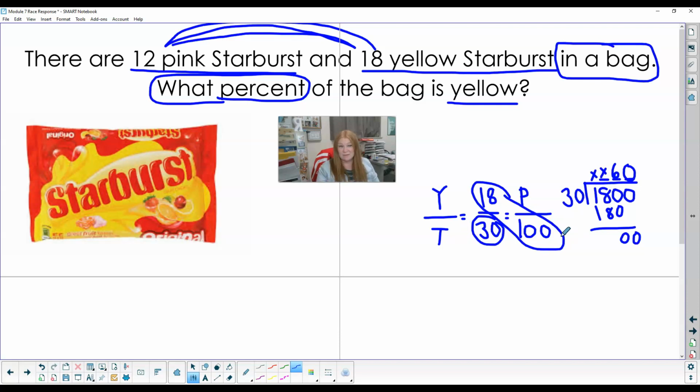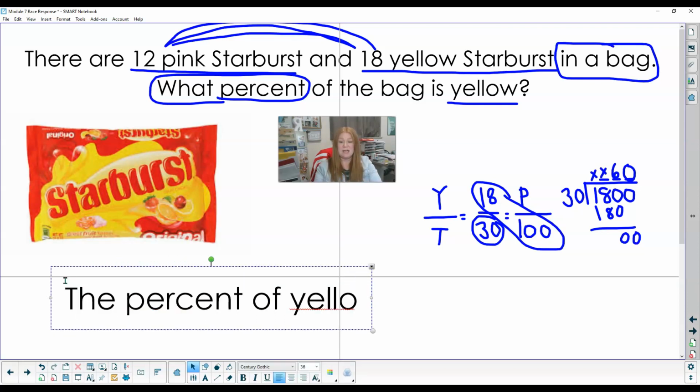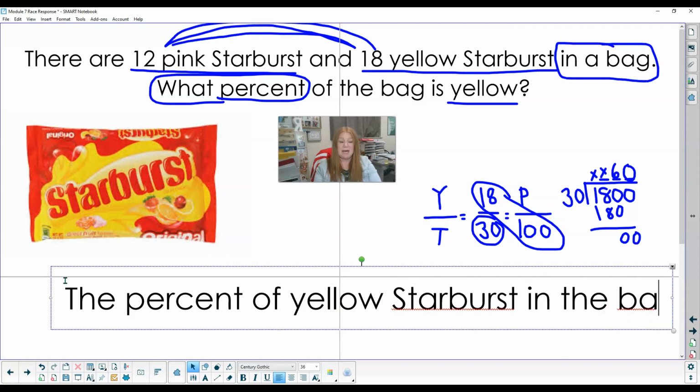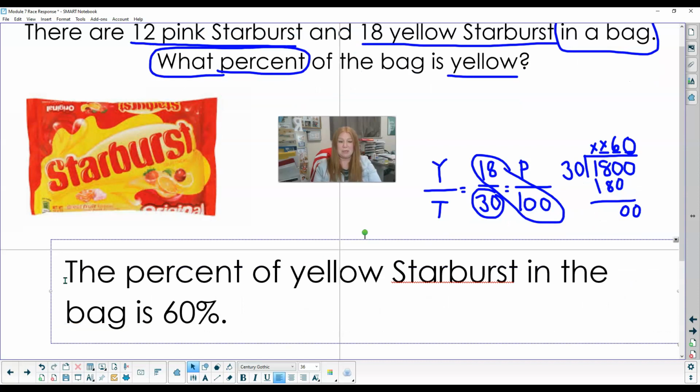So this is not going to cut it for a RACE response though. So R, restate the question. So my question asks, what percent of the bag is yellow? So I'm just flipping it to a sentence. The percent of yellow Starburst in the bag is 60%. So I was very clear. They were the yellow Starburst. It's a percent. And how much is in the bag? 60%. So there's my R. Restate the question. The percent of yellow Starburst in the bag is, my answer, 60%.